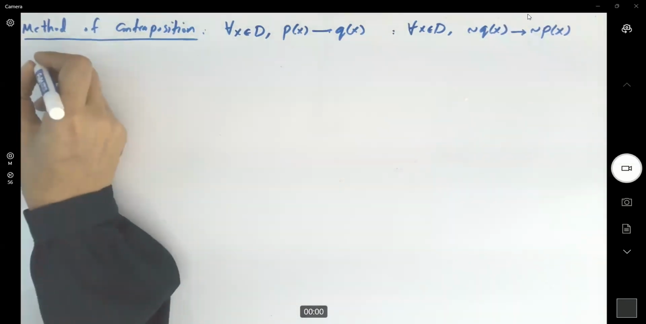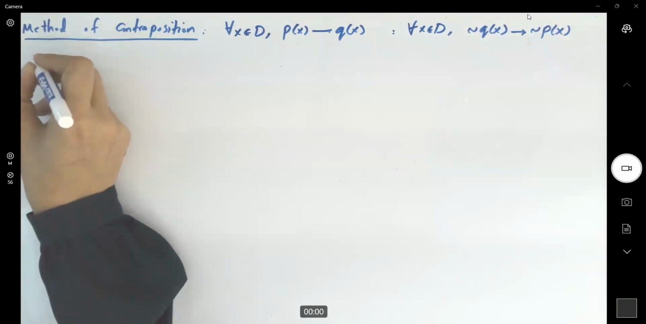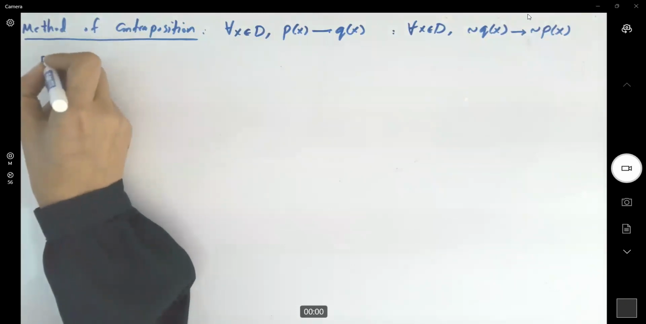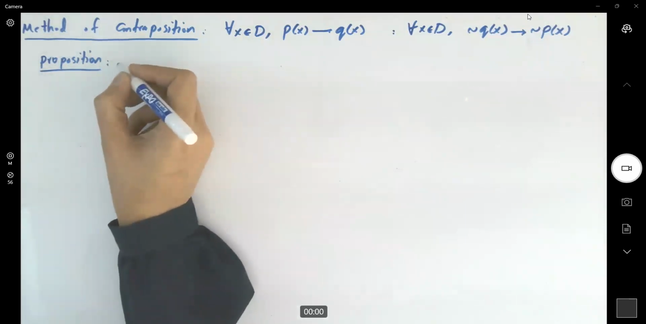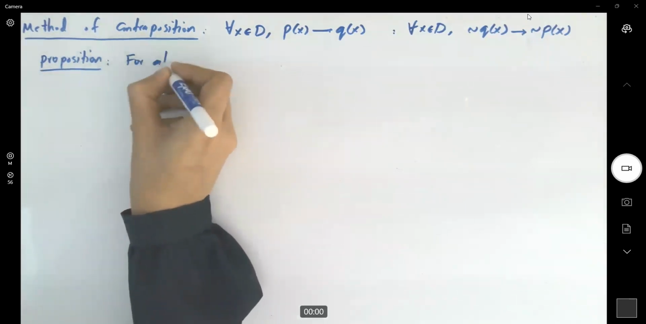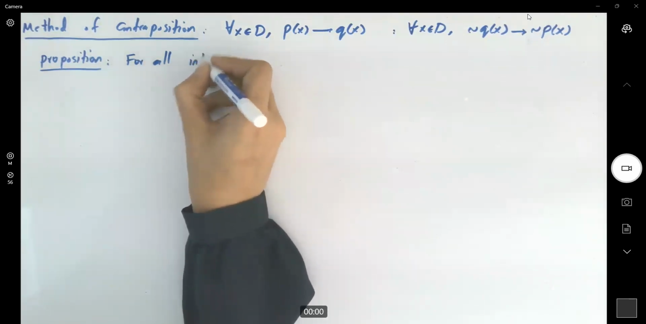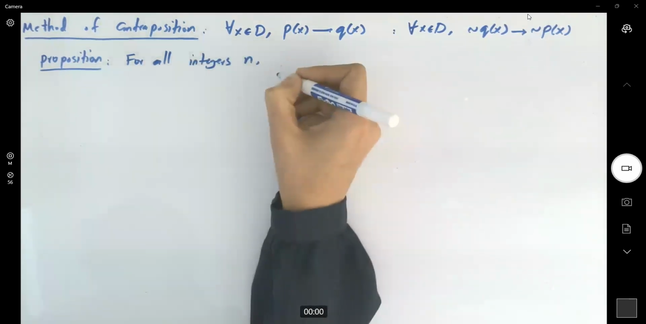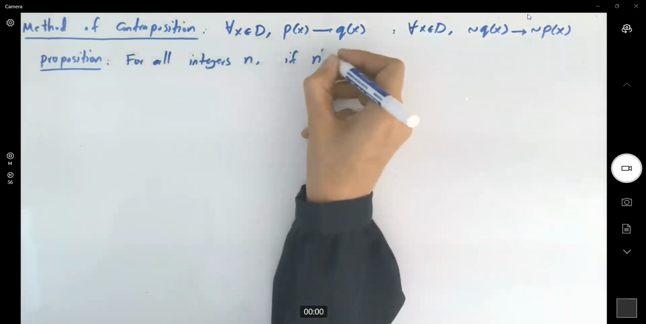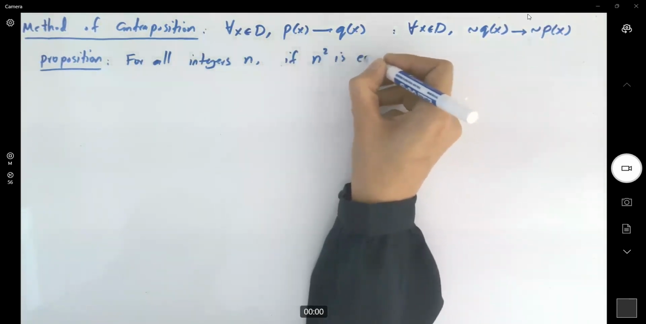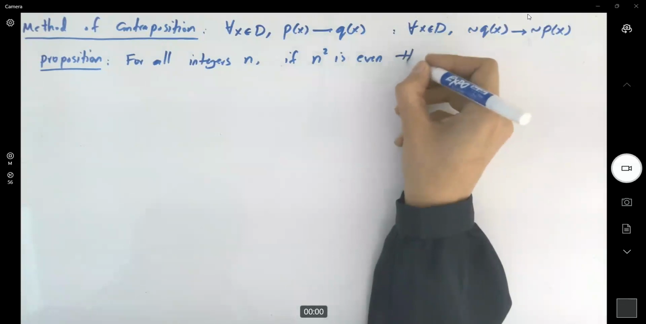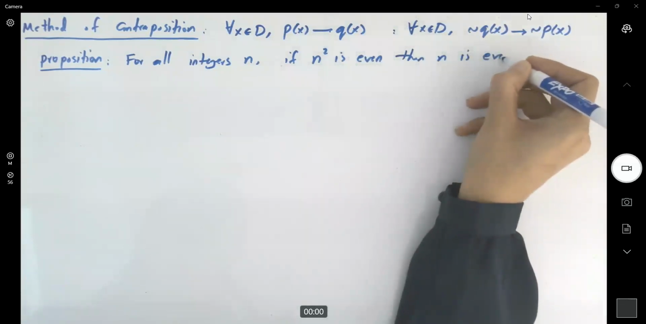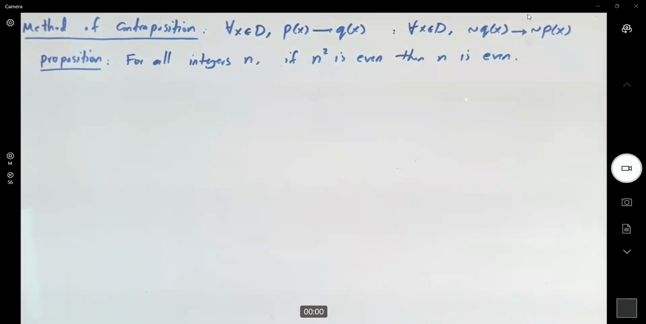For example, here you have a theorem. Or let us just write a proposition. Take a look at this proposition. This proposition proposed that for all integers n, if n squared is even, then n is even. Very good. So how do I prove this?